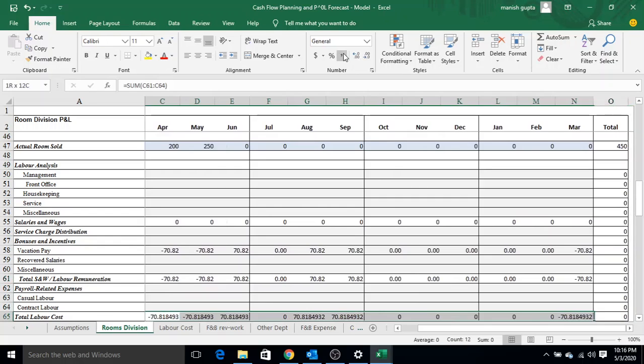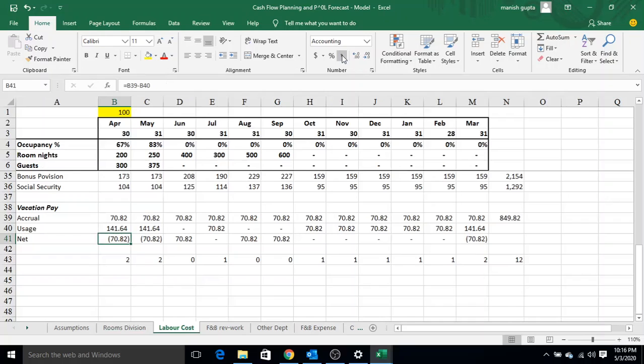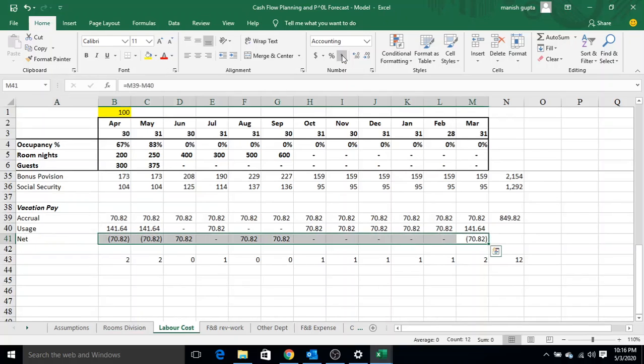In the months where we have good business, we are not allowing them to use any leave, and the charge is going in those particular months. So at the end of the day the total will be 0, right? This is how we do the vacation budget.